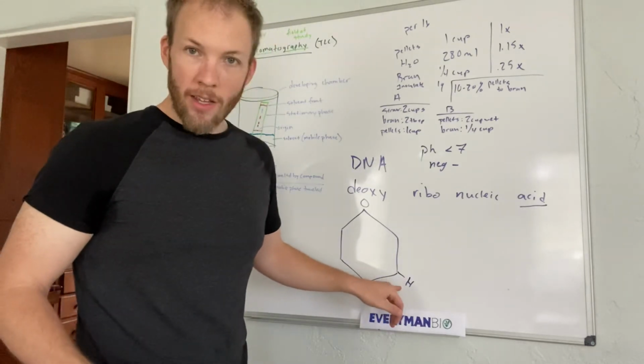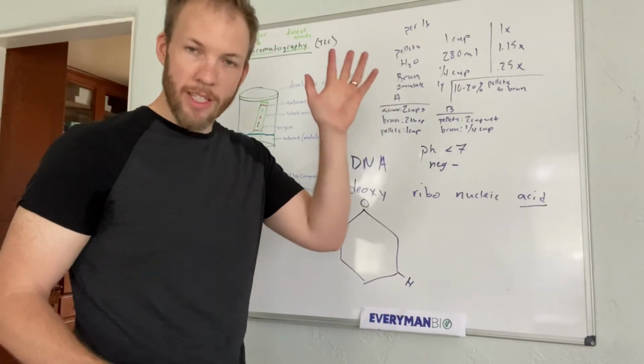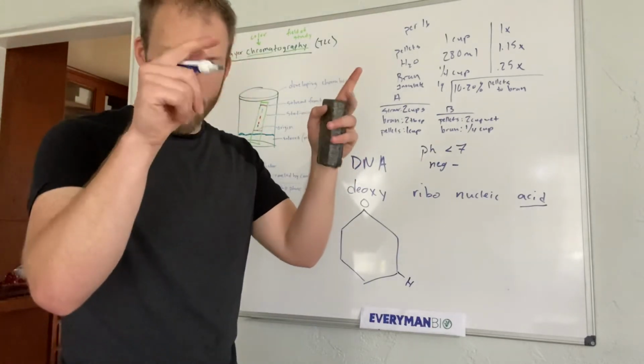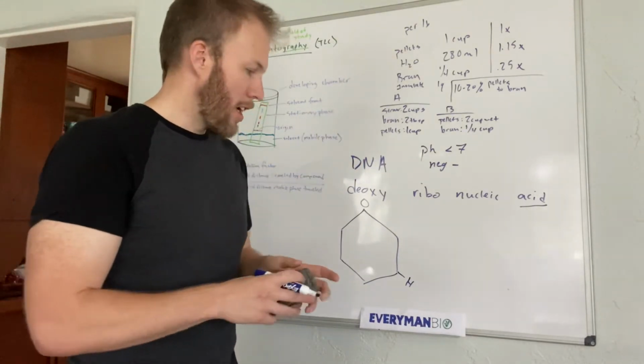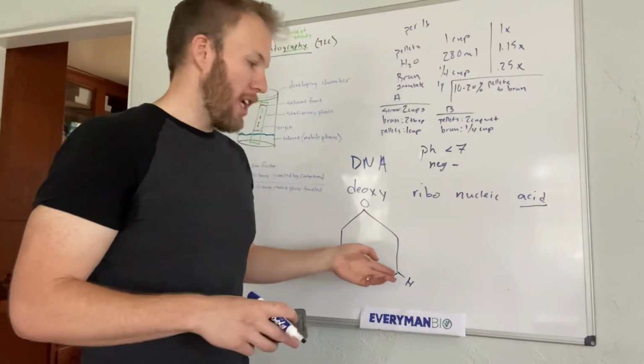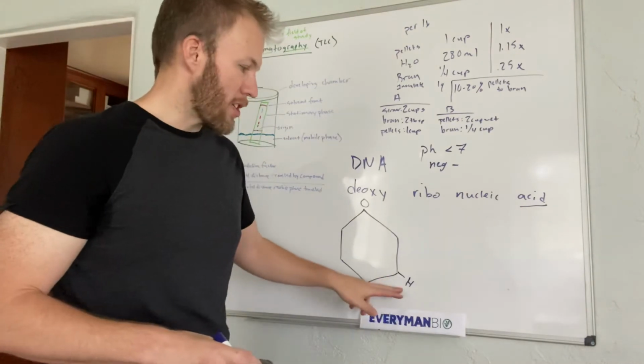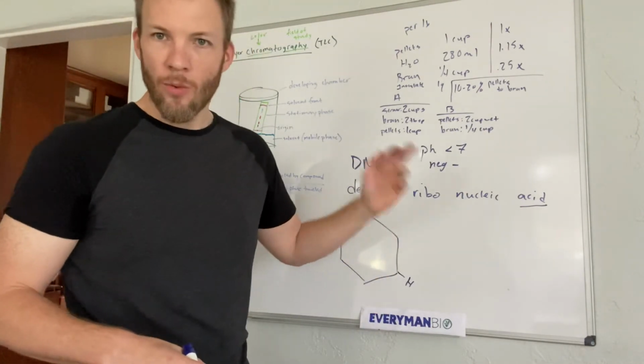Now, RNA is a single strand that doesn't have the two backbones, it has one. And on that version of the sugar, it actually has the oxygen. But in DNA, there's no oxygen, and that's why it's a deoxyribo.